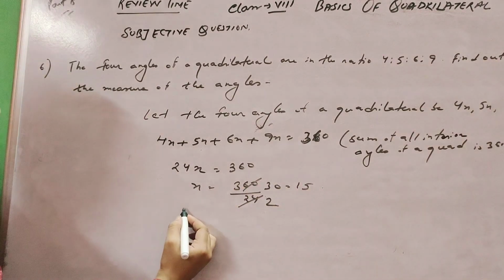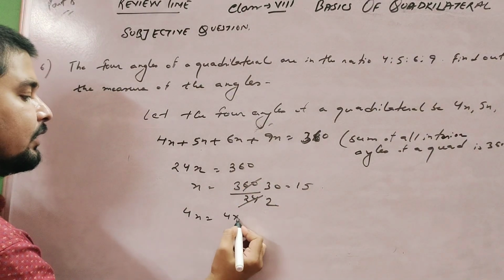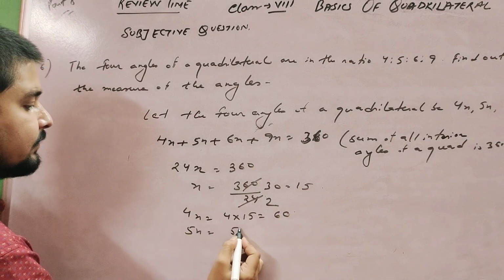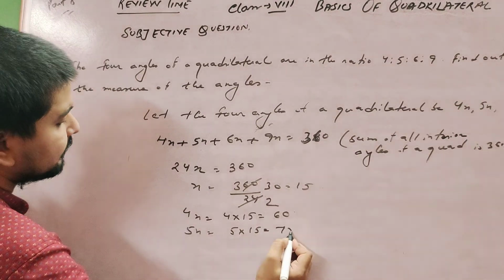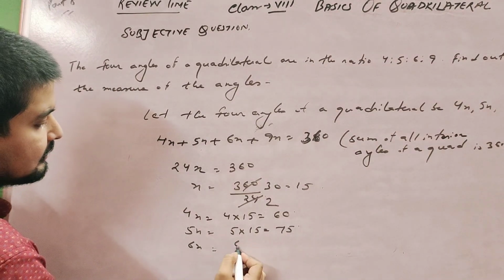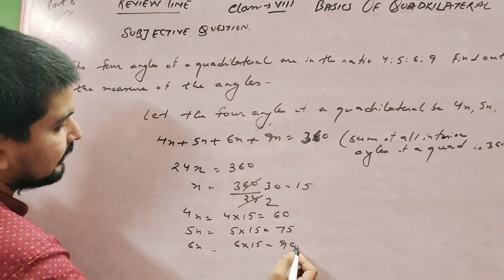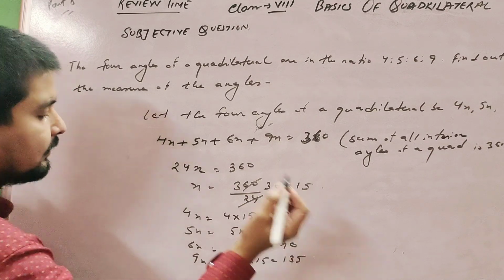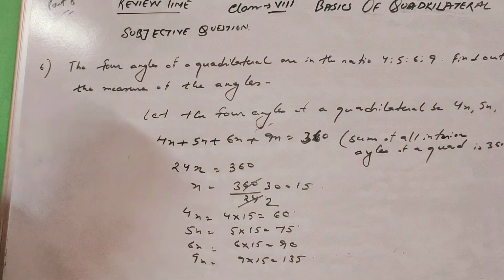Okay, so 4x is 4 into 15, that is 60 degree. 5x, 5 into 15 equals 75 degree. 6x, 6 into 15, that is 90 degree. And 9x, 9 into 15, that is 135 degree.